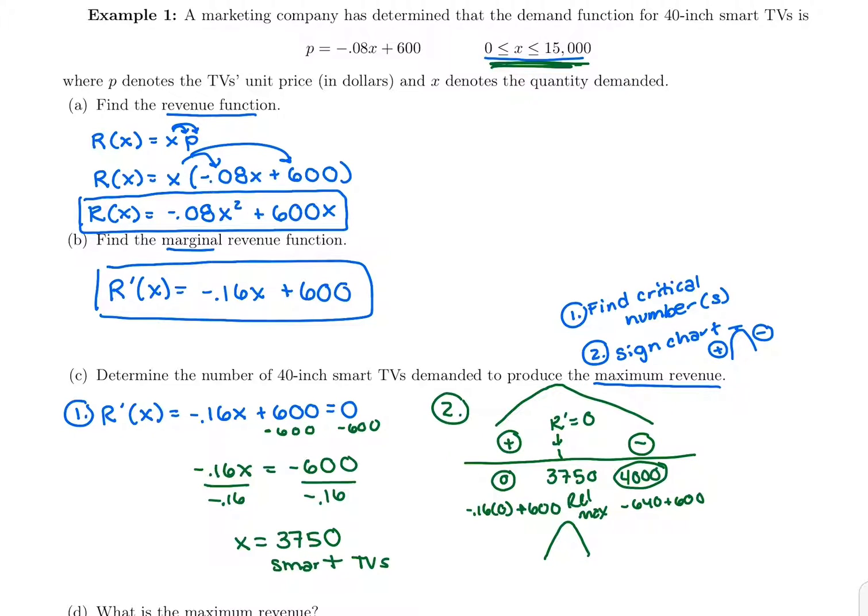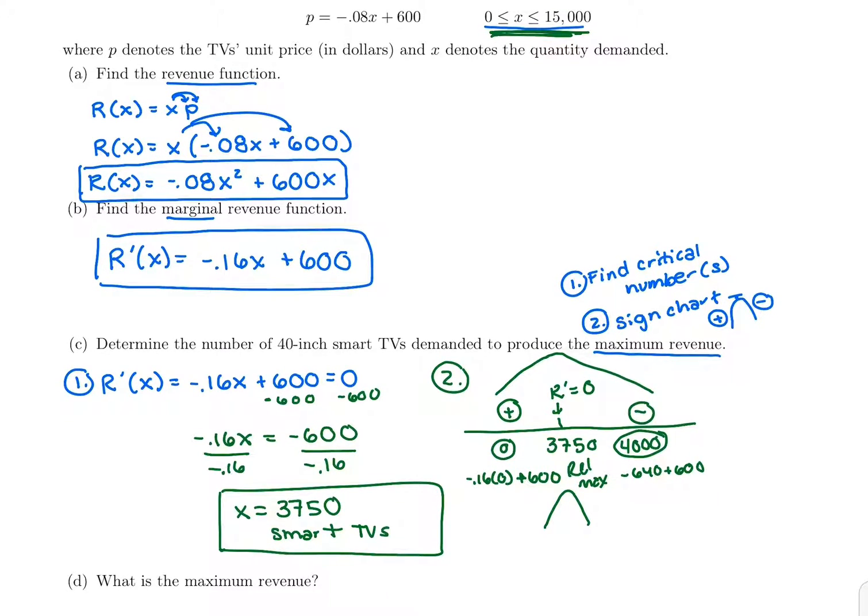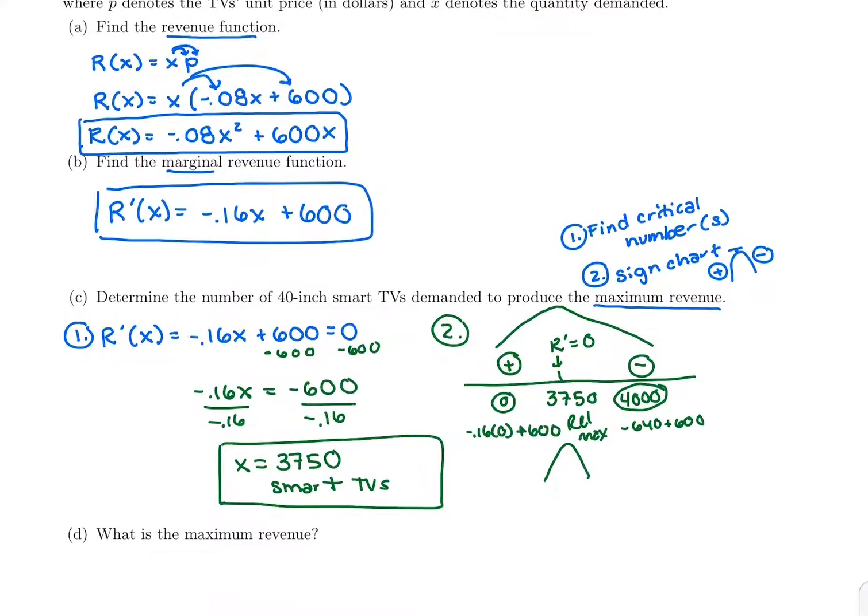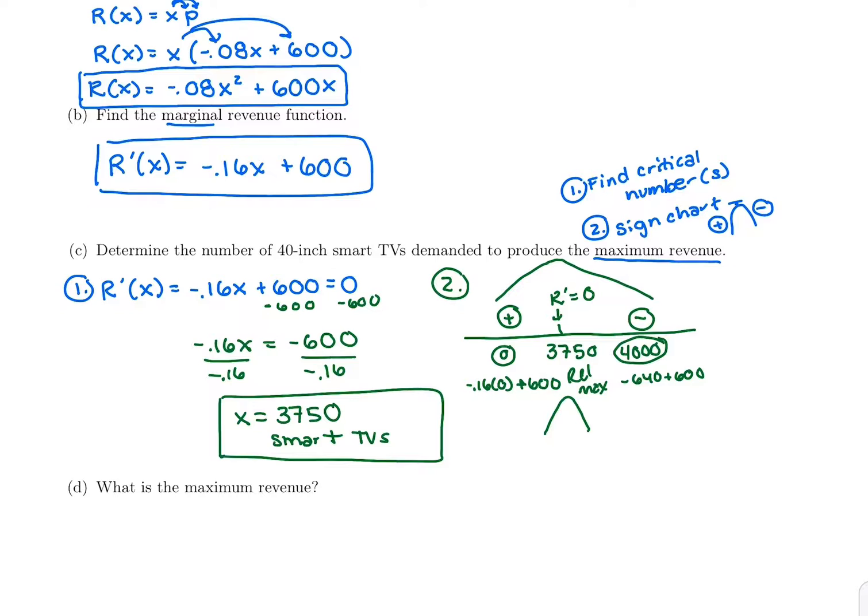So let's make sure we answered the question. Determine the number of 40-inch smart TVs produced to maximize the revenue, and our suggestion is they should produce 3,750 smart TVs. And there we have our little proof as to why. It gives us a relative max.